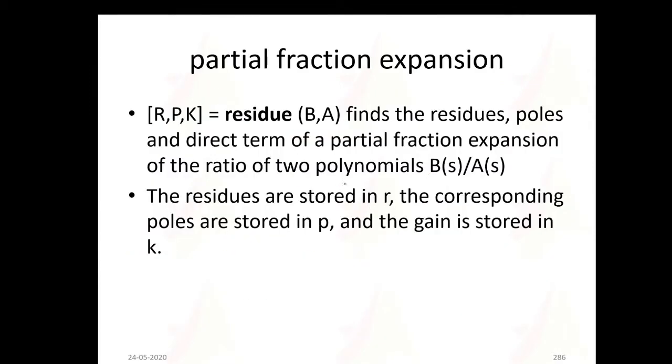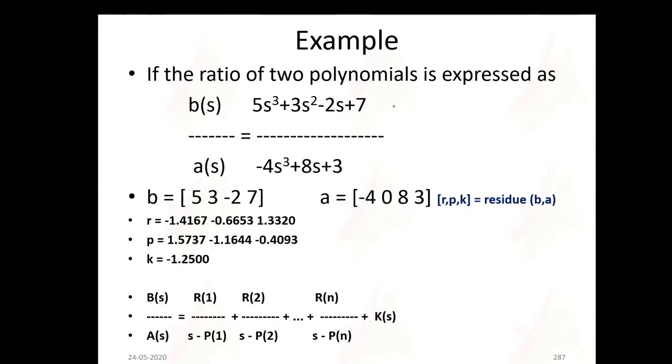Okay, the residues are stored in R, poles are stored in P, and gain is stored in K. You can see here, this is the ratio of the polynomials. I'm giving B and A. I'm getting the residues R1 of n, R2 of n. These are the poles. You are going to get the partial fraction expansion. Finally, if you are having the gain, it is added at the end.